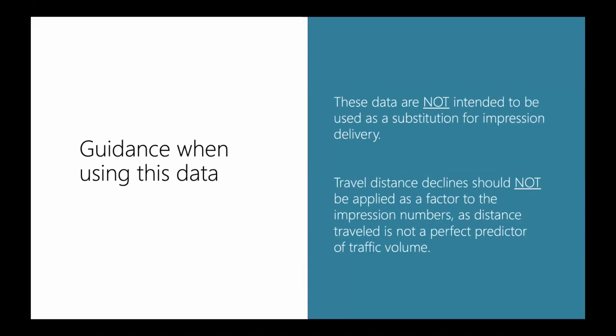And we do have some new data coming out that I'll talk about in a moment, where we're starting to get close back to some normal levels. I do want to say that this data, with the mobility dashboard, is not intended to be a substitution for impression delivery. So if you see overall activity down, it doesn't mean that it's proportionally down to impressions. It should not be applied as a factor to impressions or as a distance traveled, because it's not a perfect predictor of traffic volume. So again, I just want to caution that it's really about helping us understand population movement and activity.